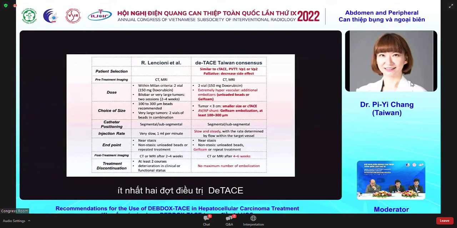Conduct at least 2 courses of DEBDOX-TACE when tumor cannot be controlled, which is known as deterioration, but for Taiwan consensus, there is no maximum number of embolization if we can treat or control the tumor.